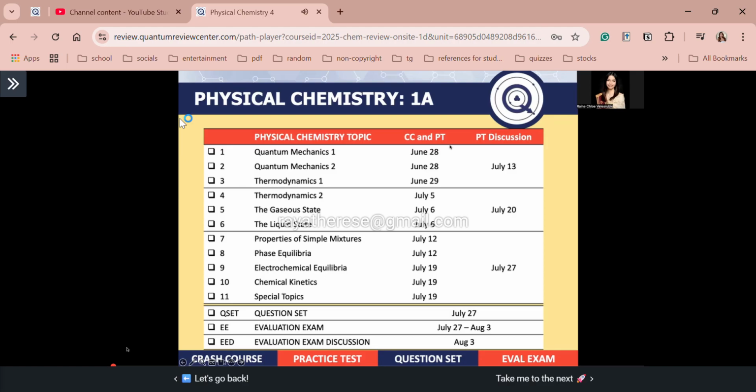Gaseous state. Okay, so for today, we will discuss the ideal gases and real gases, and we'll also discuss the liquid state. So we'll also discuss various properties of liquids, such as the vapor pressure and the viscosity.